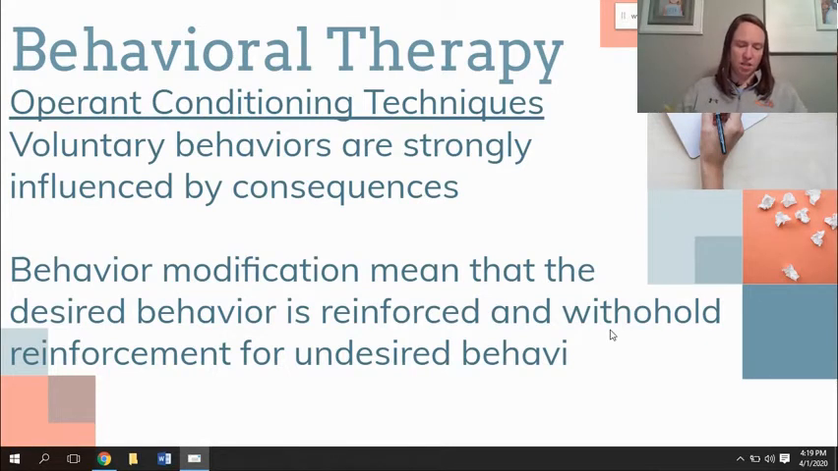So under operant conditioning, where did I put that? There it is, operant conditioning. A new section of your behavioral notes with that. Techniques. And then put that the desired behavior is reinforced. So the desired behavior is reinforced, and no reinforcement for bad behavior or the undesired behavior. You kind of have a gist of what we're talking about when we look at operant conditioning techniques. All right.